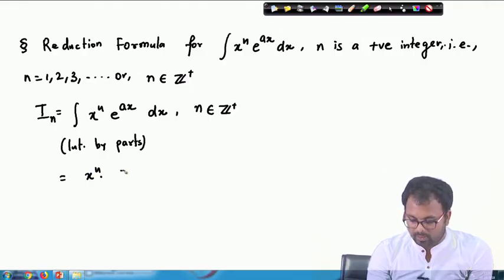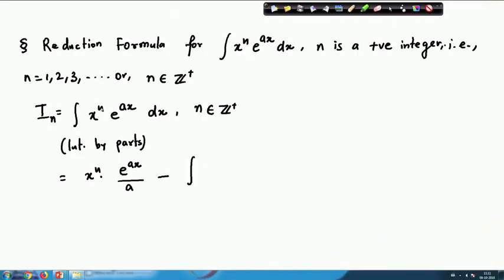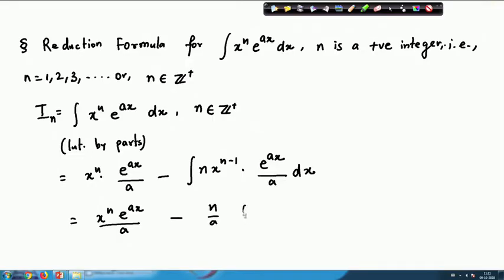If I do integration by parts, then this will become x to the power n times e to the power ax divided by a, minus the differentiation of the first term, so n x to the power n minus 1, times the integration of the second term, so e to the power ax divided by a, dx. Then this will become x to the power n e to the power ax divided by a, minus n by a, integral of x to the power n minus 1 times e to the power ax dx.